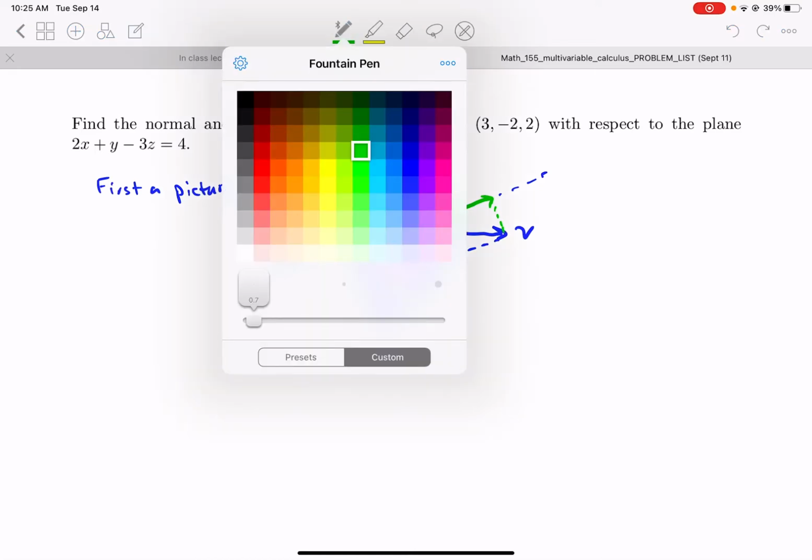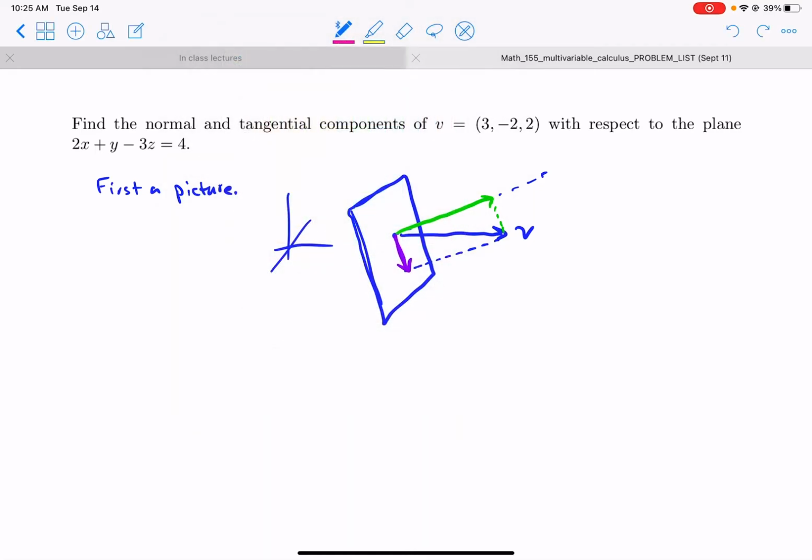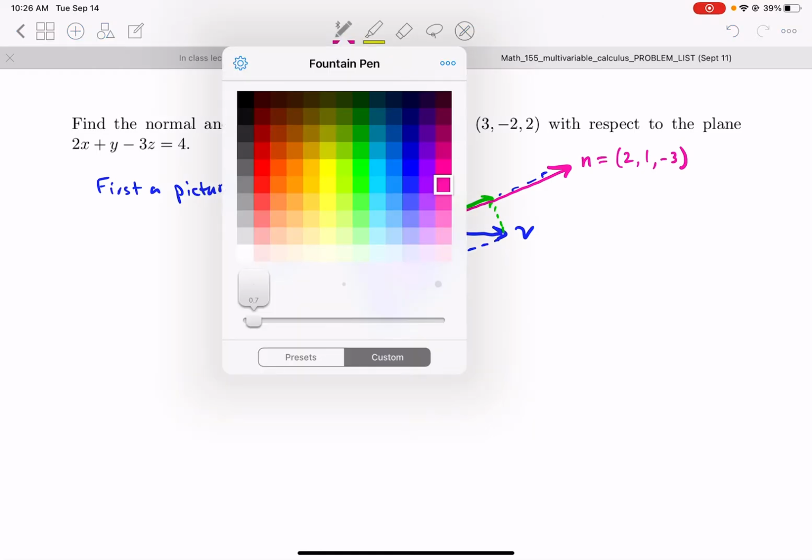Okay, so first, we have a pink vector that's some length. I don't know how long it is, but it comes from the coefficients of the equation of the plane. This is the normal vector defining the plane. It's sort of the tilt of the plane, and it's (2, 1, -3). So I'm going to call it n, for normal, n = (2, 1, -3). So we want the green and the purple. That's the answer. And now we look at a formula.